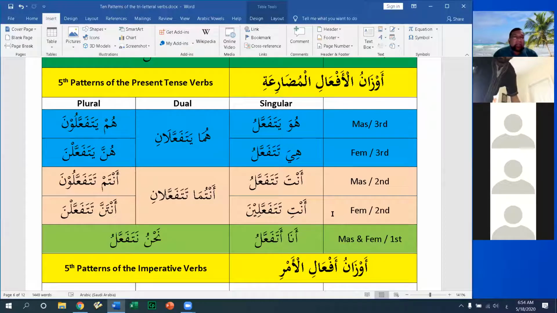There's a mistake here. By the way, I did a lot of cut and paste. So let me fix this while we're looking here. This is supposed to be Antum.